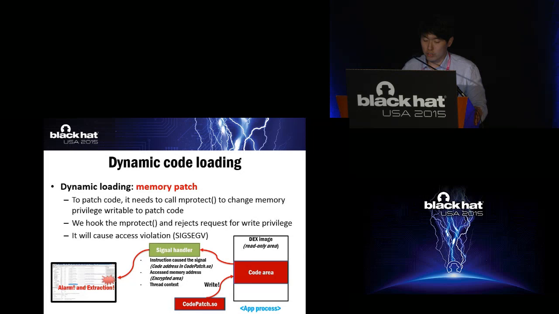Therefore, when the code patch routine tries to patch certain contents of DEX in memory, a segmentation fault will be raised, and then our signal handler handles the signal and extracts some useful information: the instruction address that causes the signal, the accessed memory address, and the thread context. With this information, we can see what contents are patched, which code tried to patch, and which thread did it.